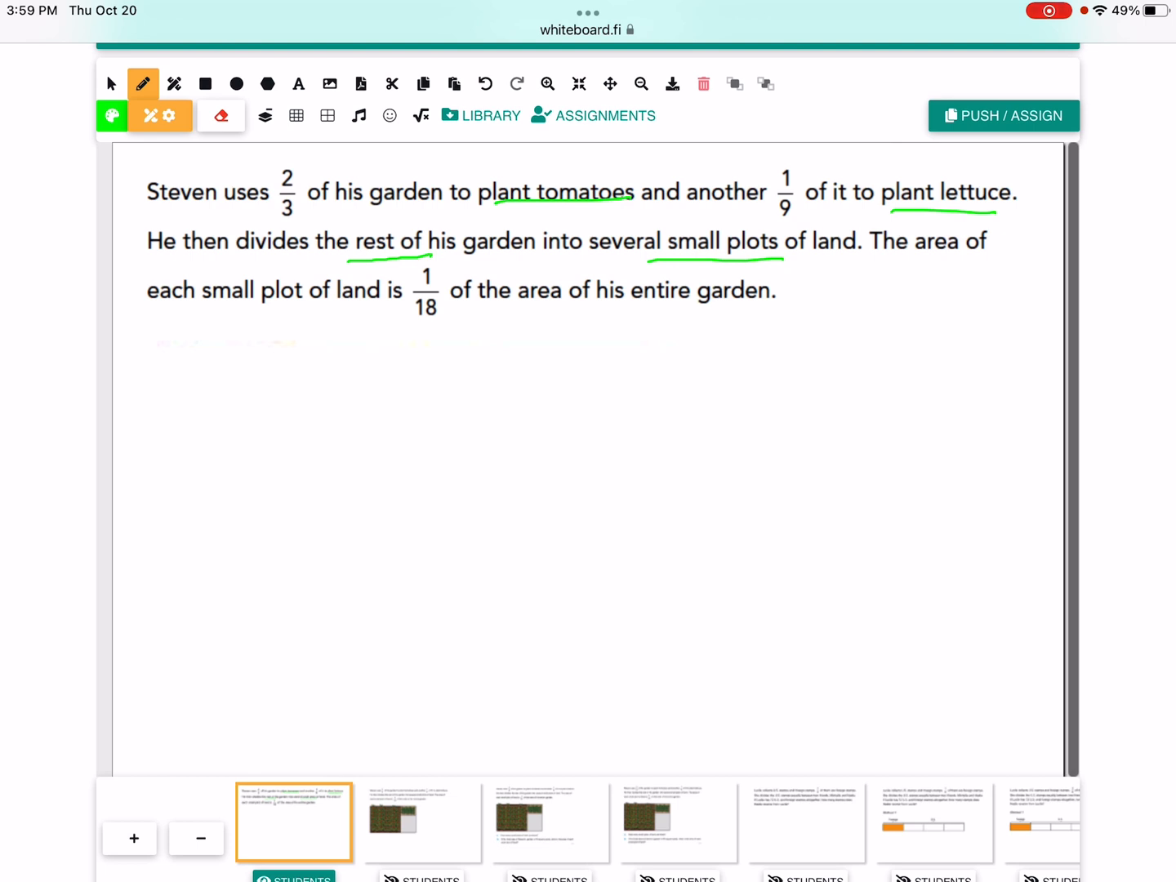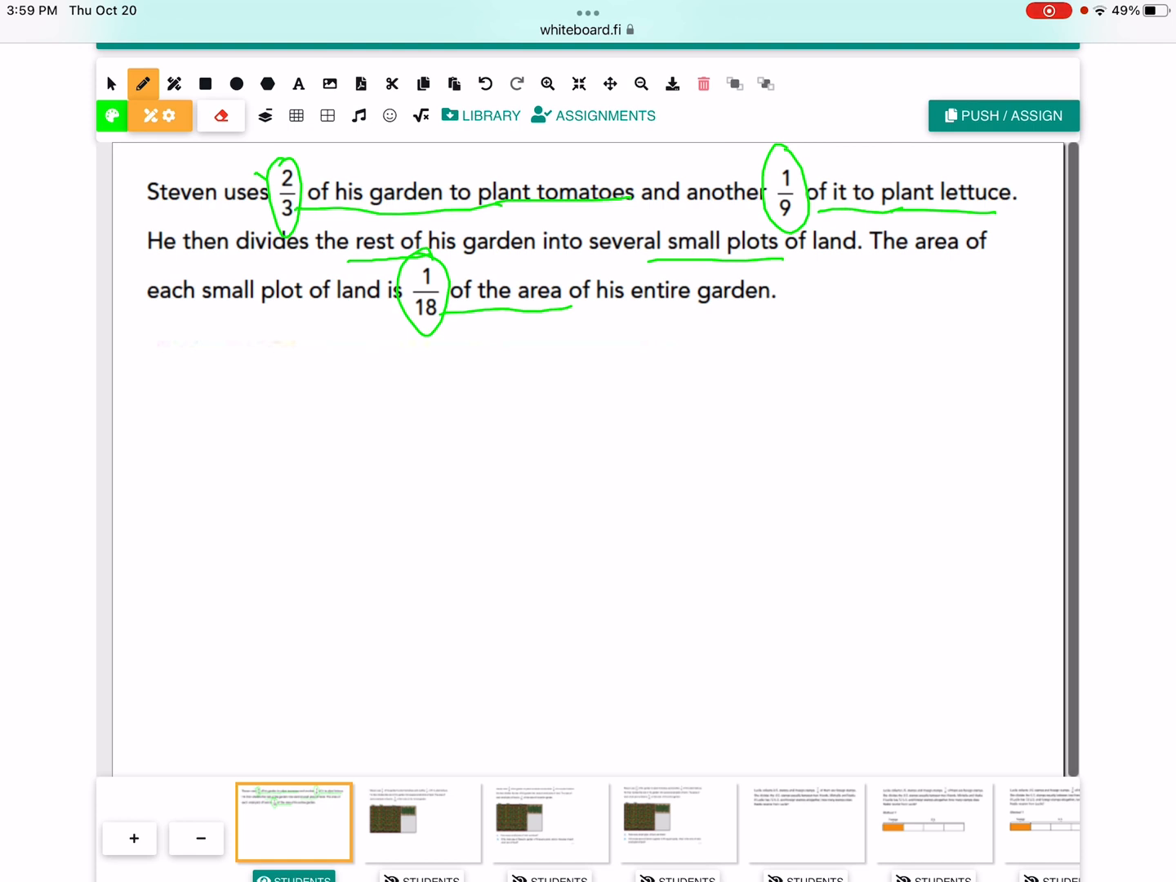And there are some measurements here. 2/3, in fact, of the garden is tomatoes. 1/9 of the garden is lettuce. And each of the small plots is 1/18 of the total area. But there's more than one of these. We just don't know how many.